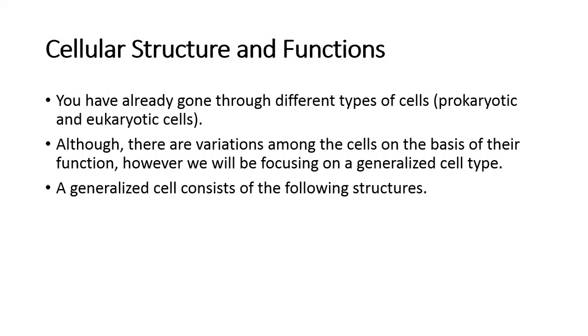Now the next topic is cellular structure and functions. You have already gone through different types of cells, prokaryotic and eukaryotic cells. Although there are variations among cells on the basis of their function, we will be focusing on a generalized cell type. A generalized cell consists of the following structures. There are many subtopics of this topic, which we will learn in the next lectures.